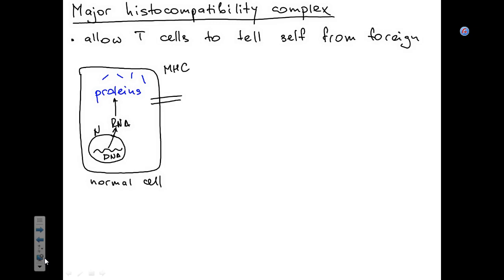So MHC binds these protein pieces and presents them on the surface of the cell. There are two classes of MHC. So this is MHC class 1. Essentially, it looks like this. If I'm a normal cell and I produce blue proteins, I show the blue antigen on my surface, which signals I'm fine. I am self, I am not infected, I am not cancerous, I'm fine. Does that make sense? What happens if a cell becomes infected? Let's take a glance.